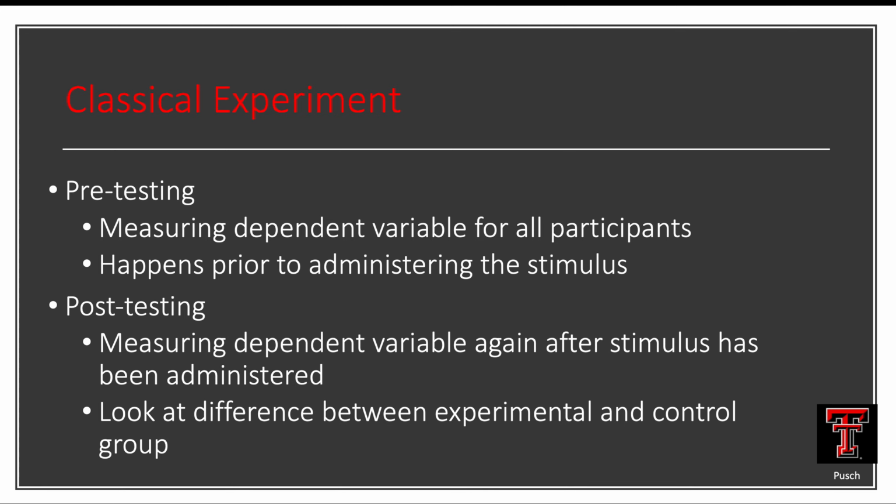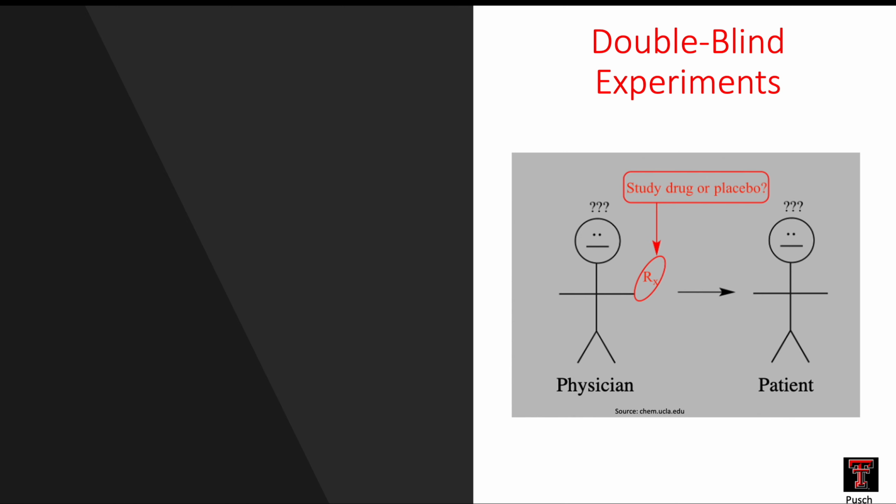Okay, so in the classical experiment, again, pre-testing and post-testing is very important. So you want to measure the dependent variable for everybody prior to administering the stimulus. And then after the stimulus has been given to the experimental group, you want to measure both those dependent variables again. And then you're going to look at the difference between the experimental and control group. If you do not have pre-testing and post-testing, you do not have a classical experiment or true experiment.